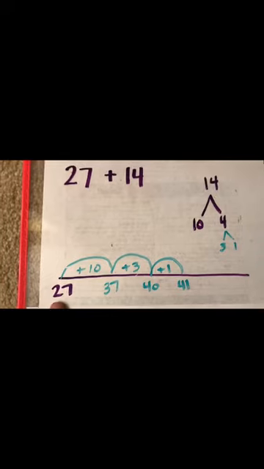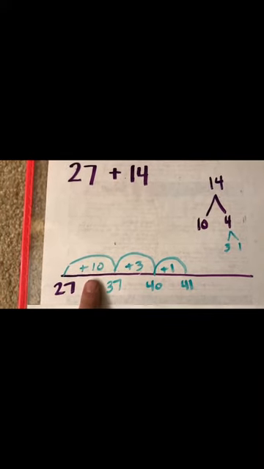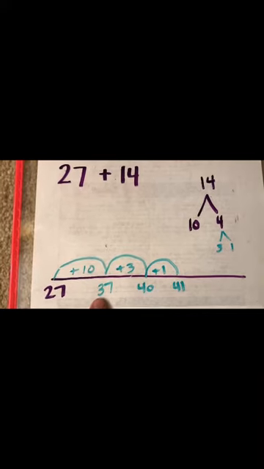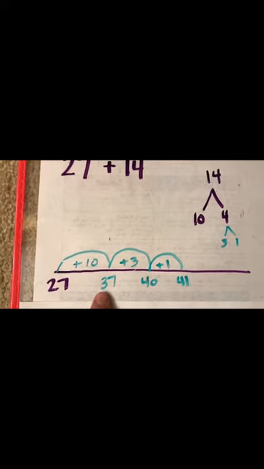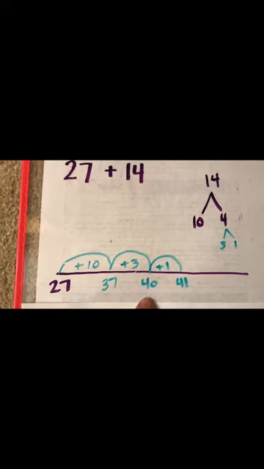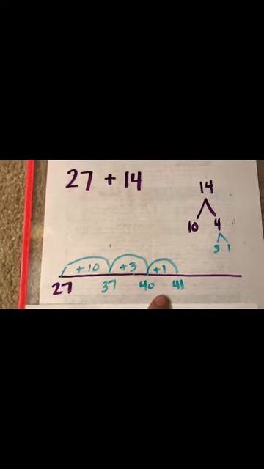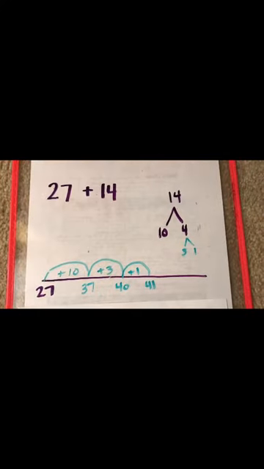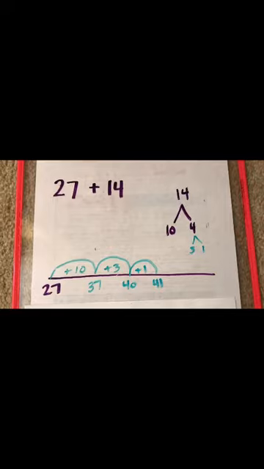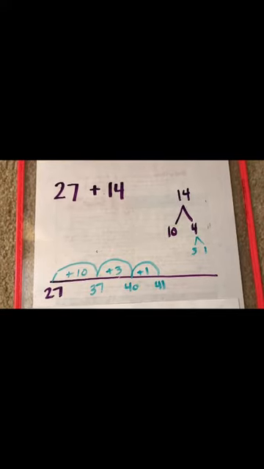So I started with 27, the bigger number. I did a 10 jump. So 27 plus 10 is 37. And then here, instead of doing a 4 jump, it was much easier to do a 3 jump because I know that 37 plus 3 is 40, and then 40 plus 1 made it 41. So we end with 41 if we are finding the sum and adding the gifts all together.